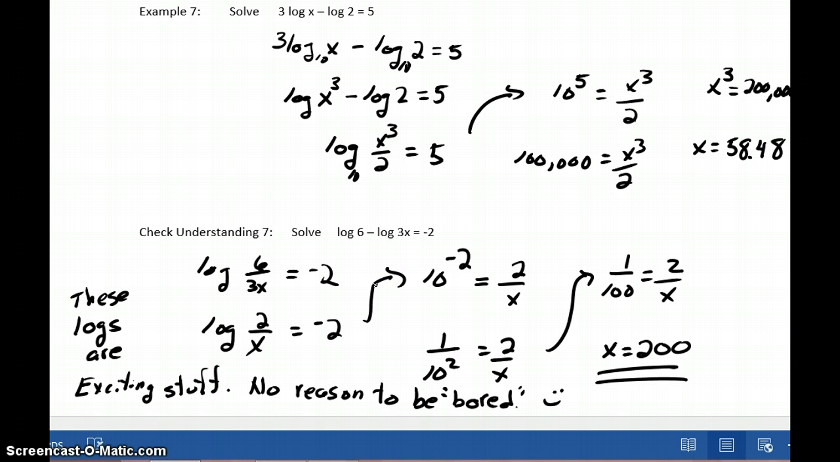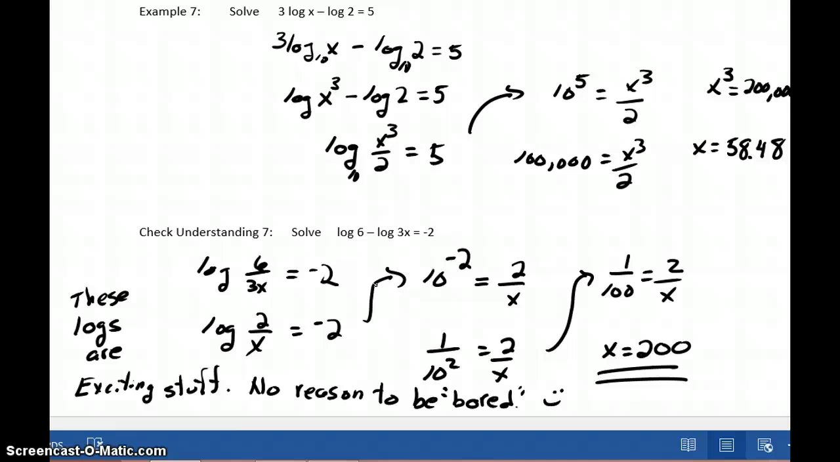And now I just have a proportion to solve. 10 to the negative 2 is really 1 over 10 squared. I'm getting rid of the negative exponent, and I can do that by flipping the value of 10. 10 squared is really 100, so I really have just 1 over 100 equals 2 over x. I'm going to cross multiply, and x equals 200.